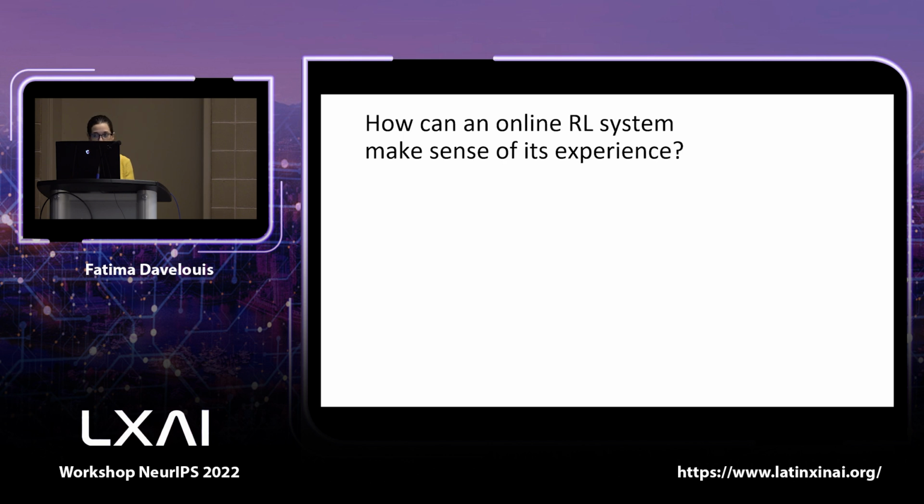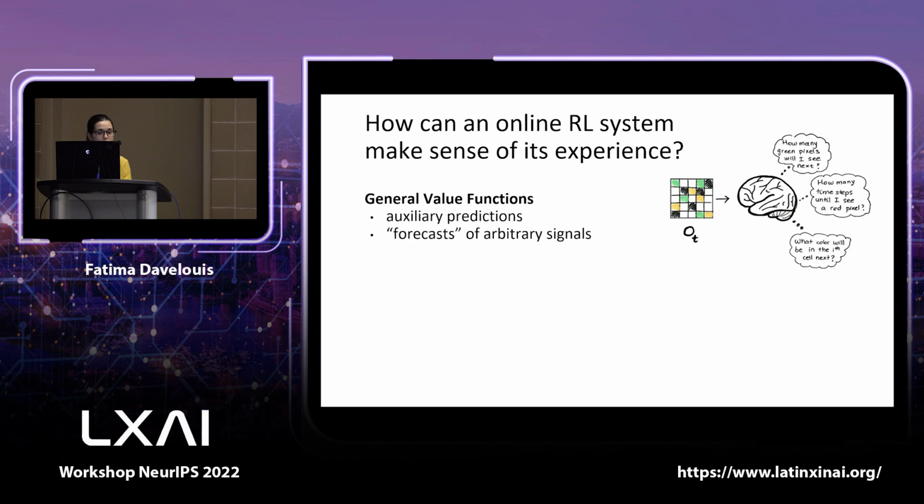The downside of this approach is that it's more susceptible to noise and also is more computationally expensive. So in order to be able to learn which inputs actually are useful and relate to one another, we use what is known as general value functions. These are auxiliary predictions or forecasts of arbitrary signals.